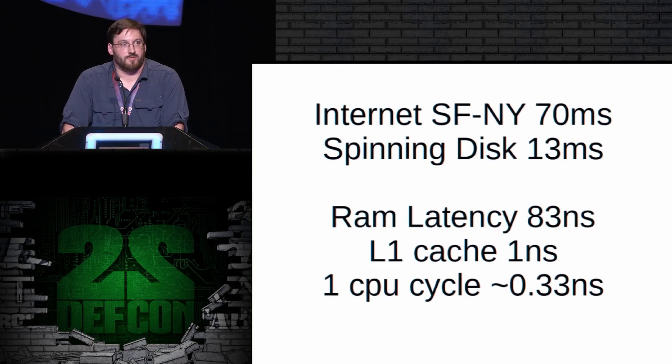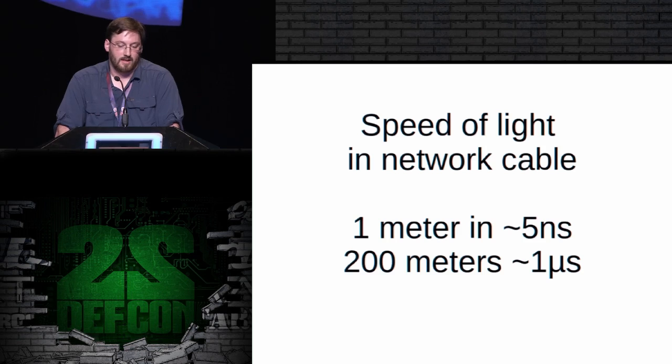By the way, the references for everything are in the speaker notes on my slides, which will be on GitHub after the talk. So go down a little further. We've got the speed of light in a network cable. In a meter, it goes about 5 nanoseconds. Takes 5 nanoseconds to move a meter.